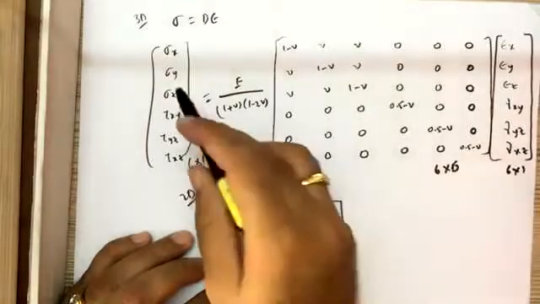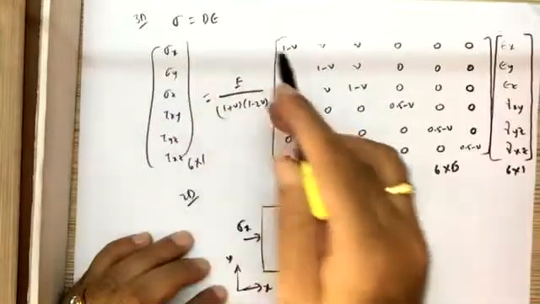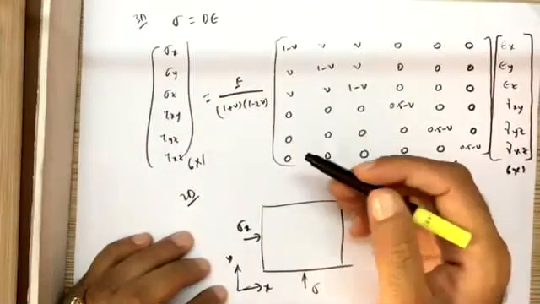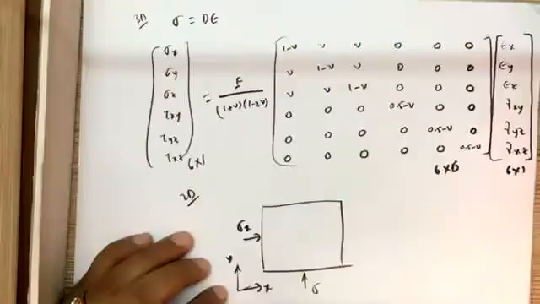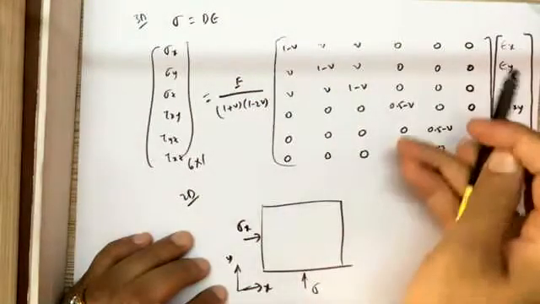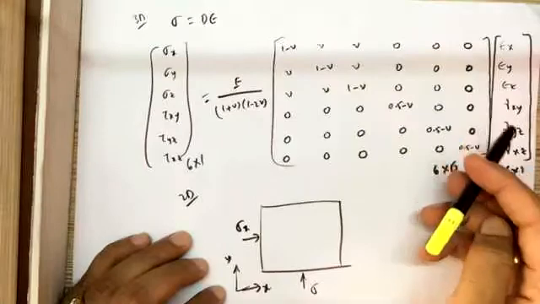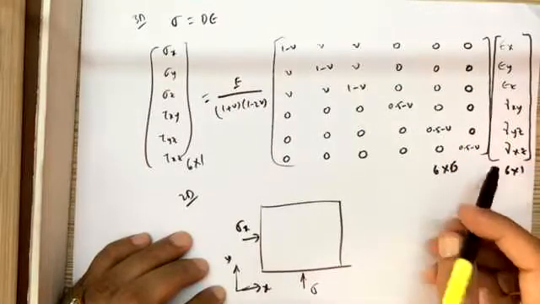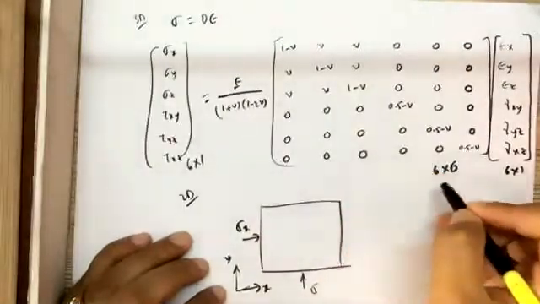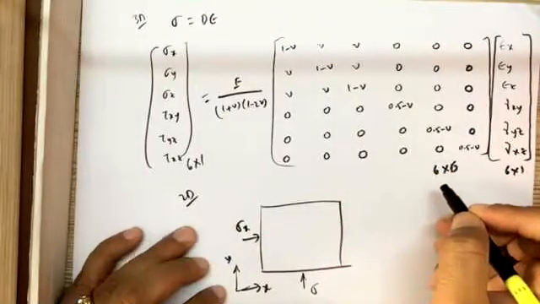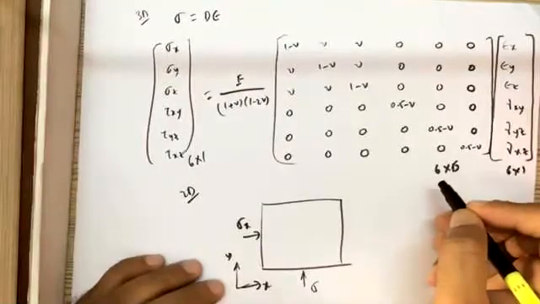So for 3D, this is sigma is equal to D epsilon, which we got in the previous class. Sigma x, sigma y, sigma z, tau xy, tau yz, tau xz is the stress matrix, and epsilon x, epsilon y, epsilon z, gamma xy, gamma yz, and gamma xz is the strain matrix. And you got the constitutive matrix, which is D, which is a 6 by 6 matrix, a square matrix of order 6.